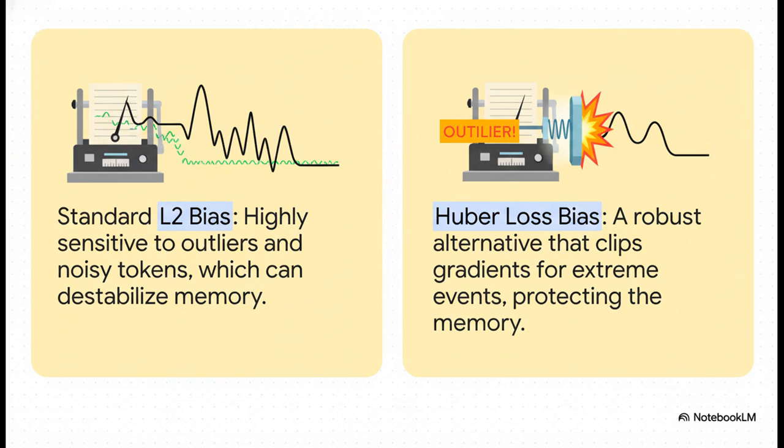Now, as you can see here, it acts like a smart switch. For small errors, it's just L2. But for big, surprising events, it flips over to L1, effectively capping the influence of that outlier. You're literally engineering robustness right into the memory cell.